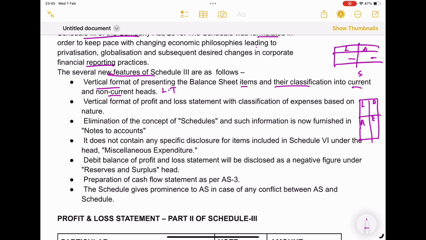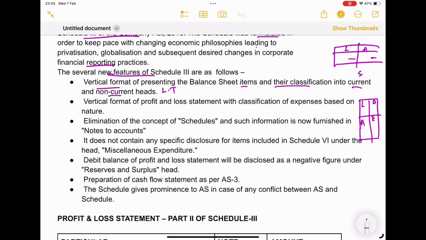Next, elimination of the concept of schedules, and such information is now furnished in notes to accounts. So there are so many, see notes to account here.